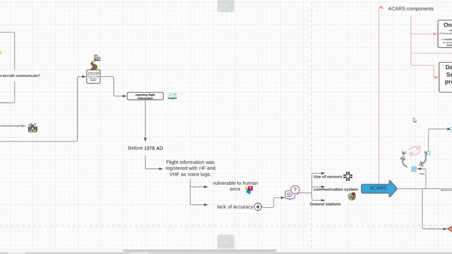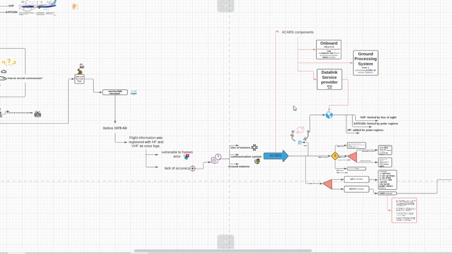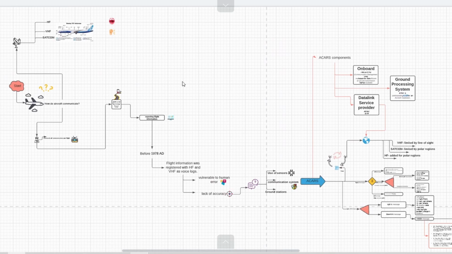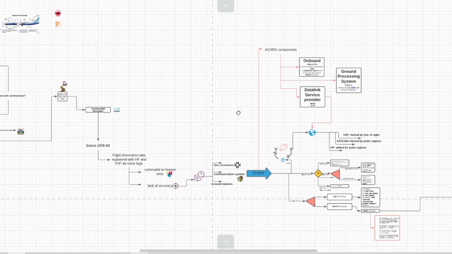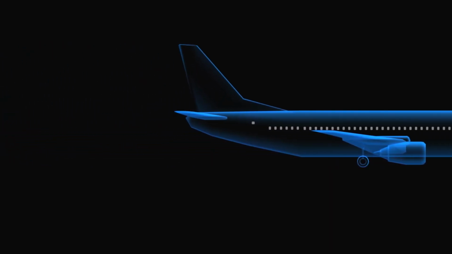So this is a fairly complex system. This system transmits a lot of information at a very high speed, and this is much more efficient as compared to a human who has to send out information every now and then, reporting about the flight situation and weather information. So this is how aircrafts communicate with each other and also with the ground.